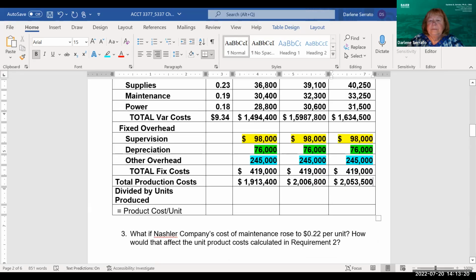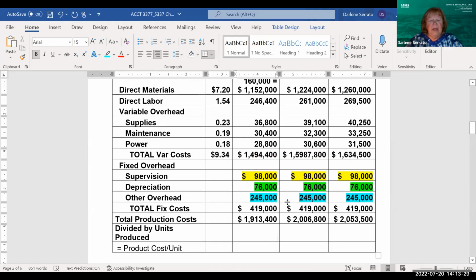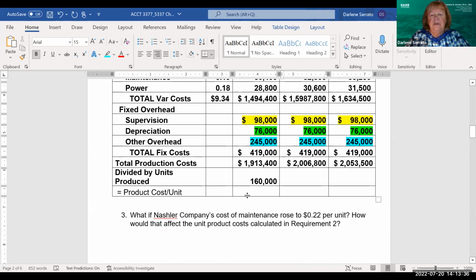Okay. So they also want the product cost per unit. So this one is dividing by 160,000 to give us a product cost per unit of, rounded to 2 decimal places, $11.96.